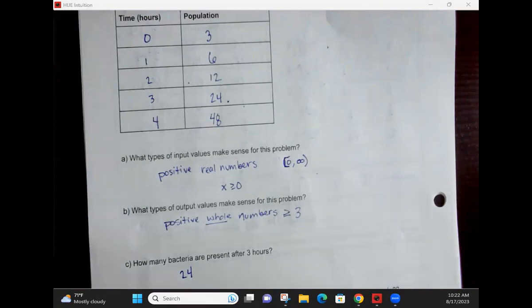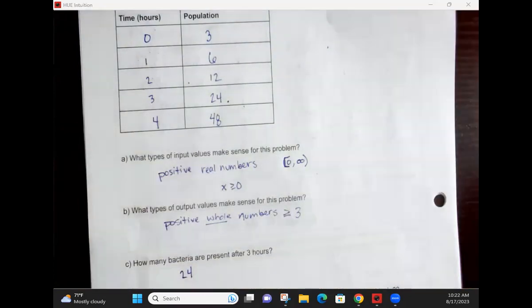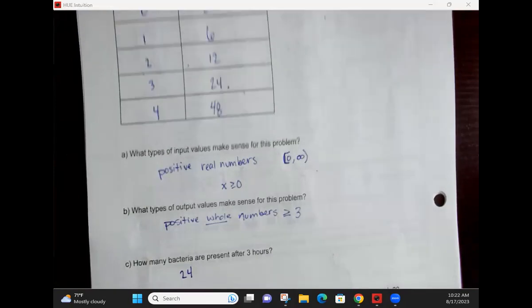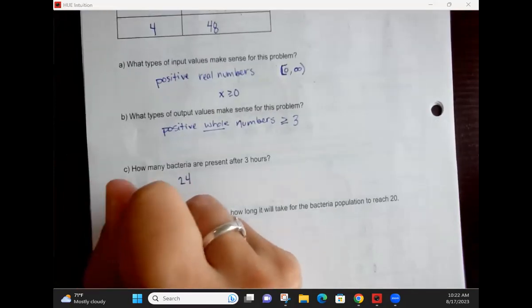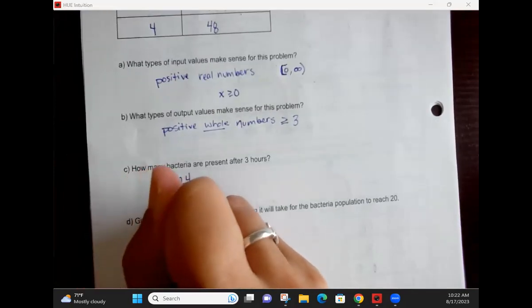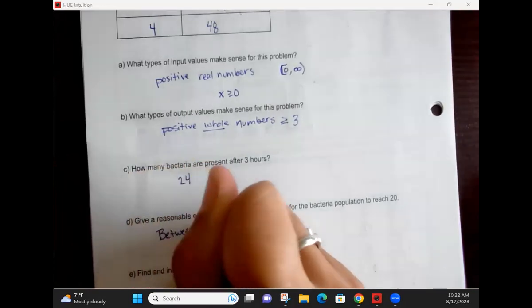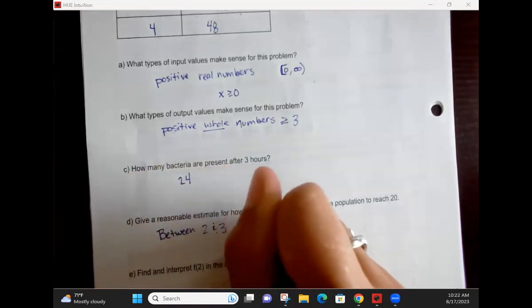So could we figure out the exact time that I'd get 20 if I had a function? Sure. I could put this in my graphing calculator and come up with a regression equation, and we will do stuff like that later on. For today, I just want between 2 and 3. But closer to 3.